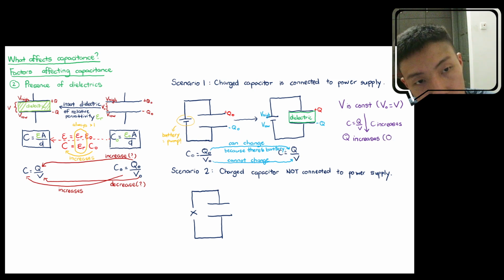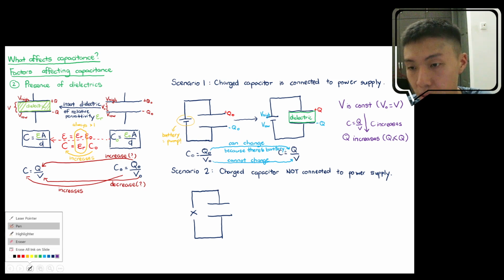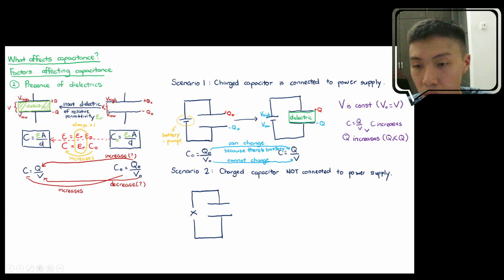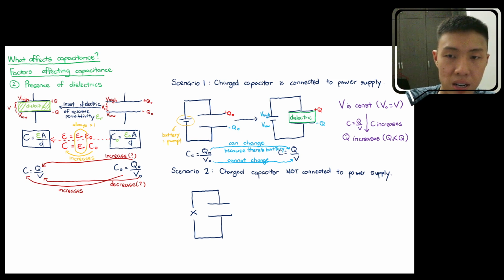So we know that if this is Q naught, this is Q, we know that it has progress to be greater. Okay, so this is the idea right now. So now we move on to the second scenario.